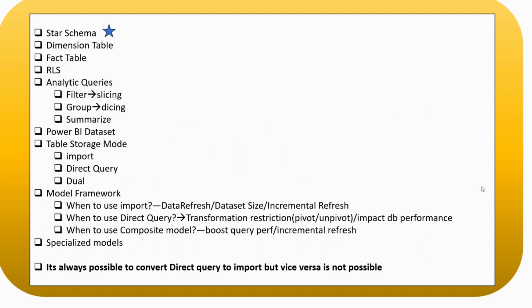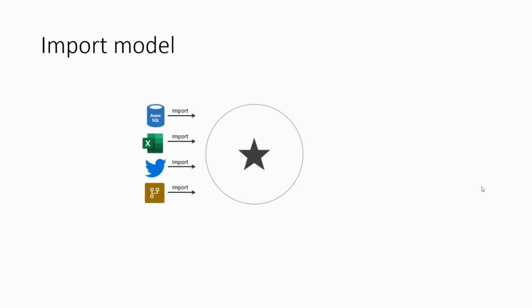There are three types of storage mode we have today: import, direct query, and dual. Import is nothing but you are importing directly from the external sources, and you are saving the data into a Power BI cache, or it is in a storage, so it will store the actual data, okay. Basically you are bringing the data into Power BI Desktop. If you see the diagram, you can clearly understand. We can import from any type of sources. We are bringing the actual data.